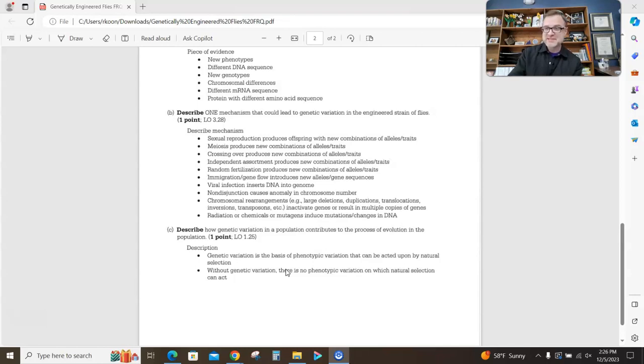Natural selection acts upon differences in a population. The differences come from, in this question at least, variation as the result of sexual reproduction.